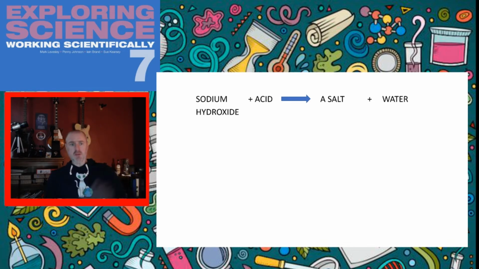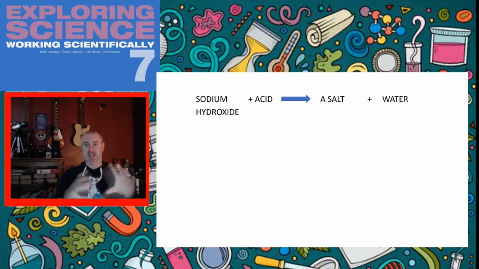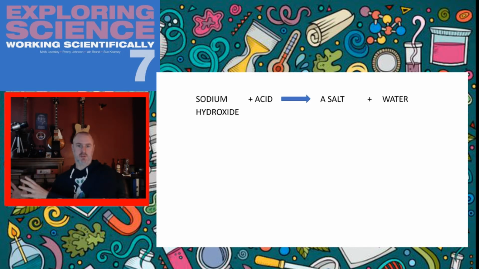So, if you look on the board here, we've got a simple equation. Sodium hydroxide, that is our alkali. It's not a base, remember, it's the alkali. We're going to add that to an acid, and that tells us it produces something called a salt and water. You shouldn't be surprised about the water, because we know that the acid has the hydrogen ions in it, and we know that the hydroxide has the OH minus in it, and they all come together to make the water. That's where the water comes from.